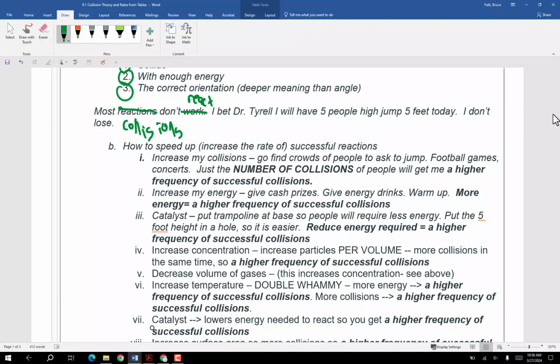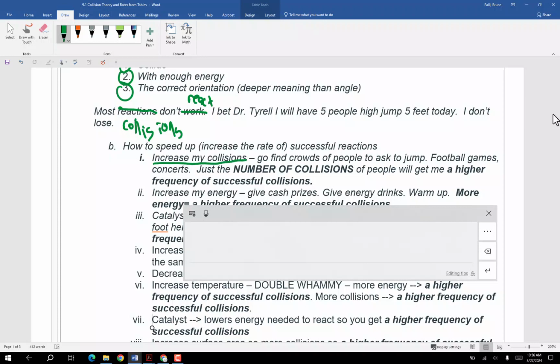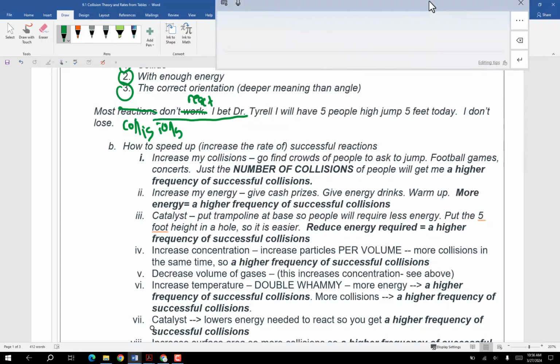So what you can do is increase your collisions, okay? If I increase my collisions, I'm going to go find crowds of people and ask them to jump. I'll go to football games, I'll go to concerts, and just have more and more people. So the number of collisions, the number of people trying, will get me a higher frequency of successful collisions. Now, that's not a higher rate. Still, only 1 out of 100 people can do it. But if I find 10,000 people, I'll have enough people that can high jump 5 feet.